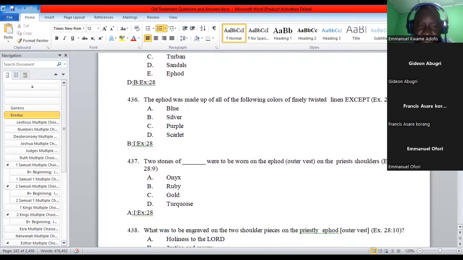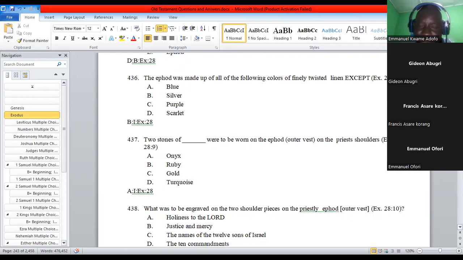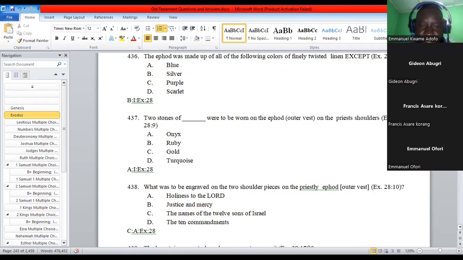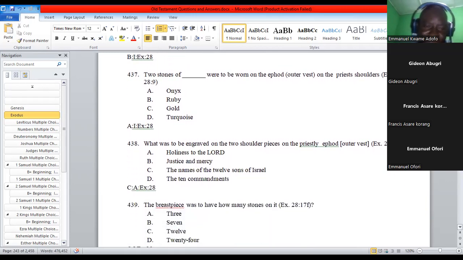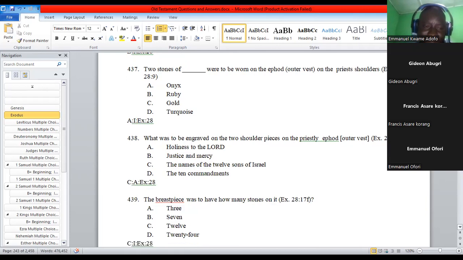What was to be engraved on the two shoulder pieces on the priestly apron? What was supposed to be engraved on it? The names of the 12 sons of the 12 tribes of Israel. The breastplate was to have how many stones on it? 12. Okay.